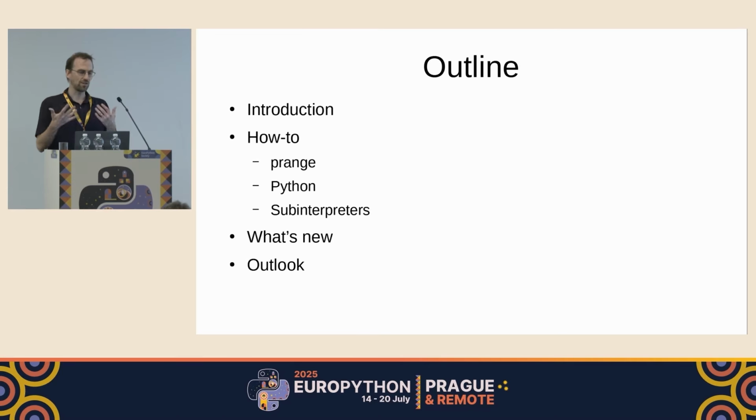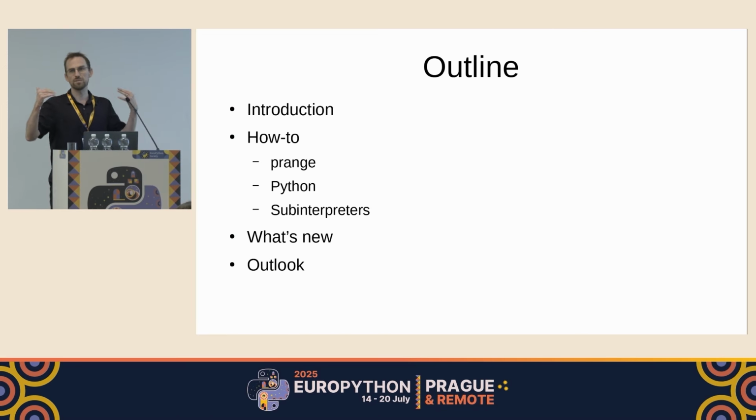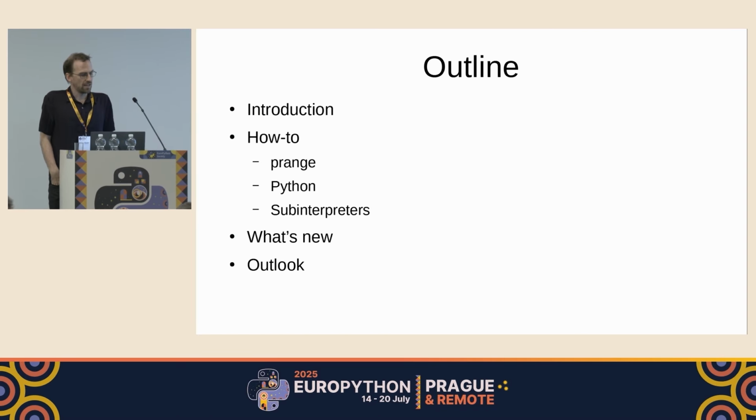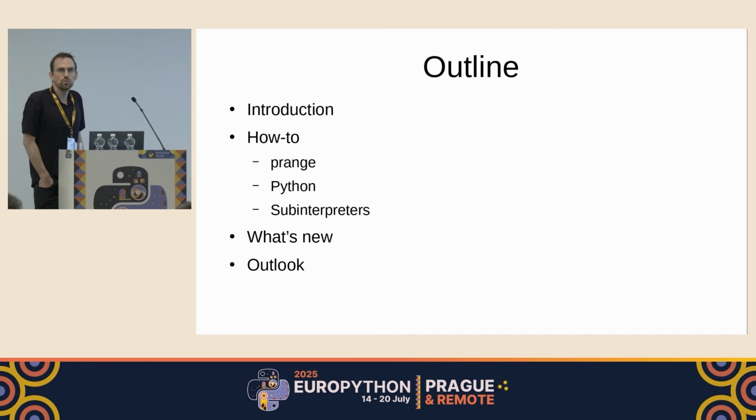And so the outline, just very quickly: I'm going to go through a bit of introduction. Then I'm going to have a look at 3 different how-tos: the prange feature that's built into it, just using Python stuff, and the subinterpreter stuff that's being added to Python. Then I'm going to move on to what's new, and what's new is mostly with respect to the free threading world and treating that a bit better, and then some final slides to sum up. If you've got a Cython module, what should you be doing, that kind of thing.